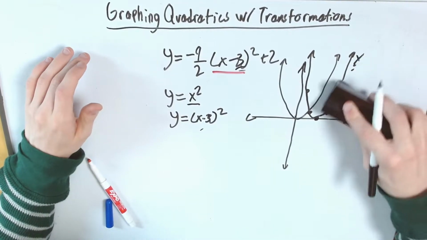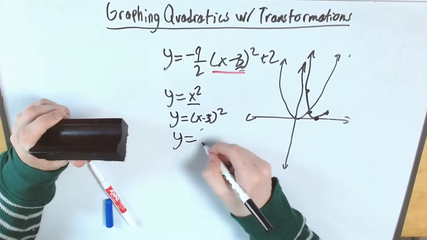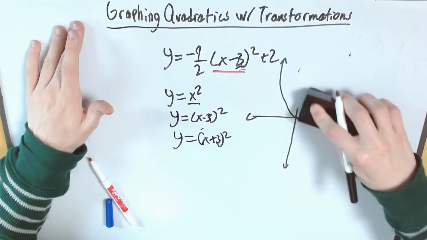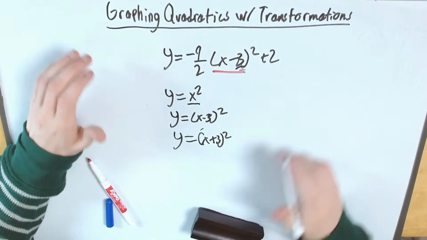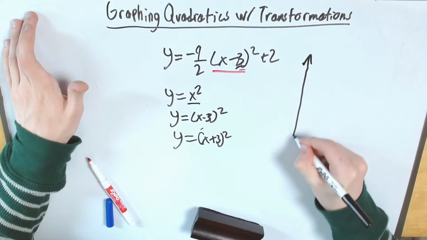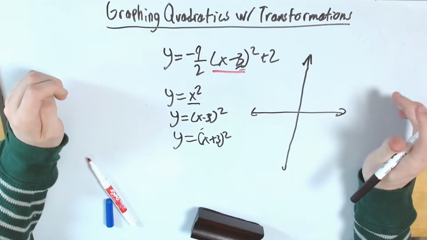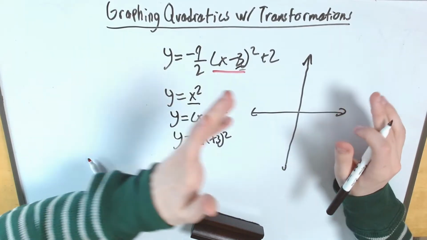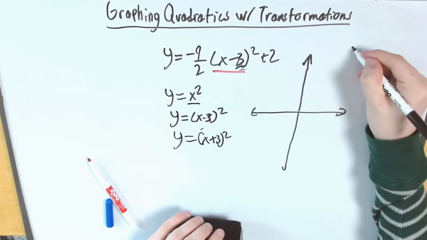But just out of curiosity, what if this was, say, y equals x plus 3 squared? How would that change my graph? By now I probably have an idea of it. Just like when I did x squared minus 2, that shifted it down 2 units. When I have x plus 3 squared, since last time I shifted right, I'm probably going to shift left. But I want to make sure.